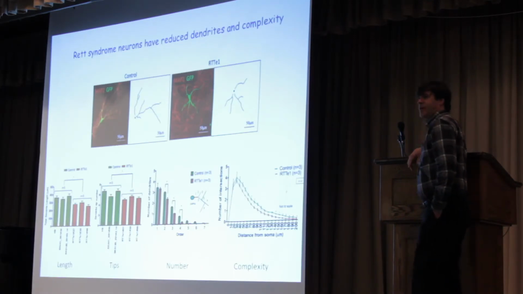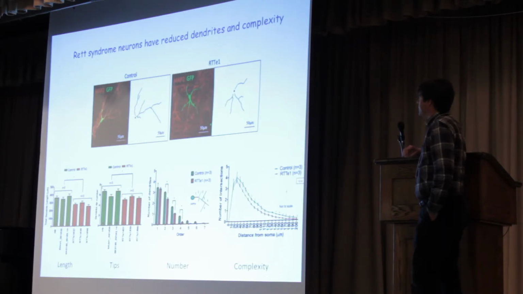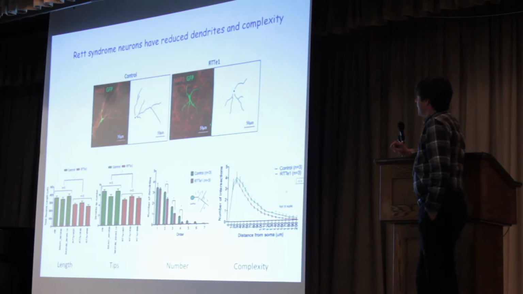So I'll start with a couple of examples. I'm not going to go into the genes or their expected functions, but just how we assess the neuronal shape and their function. I'll start with Rett syndrome. What we found with Rett syndrome, in a paper published earlier this year, is that they have reduced dendrites and complexity. You can see in the upper panels there, a neuron is shown in green.